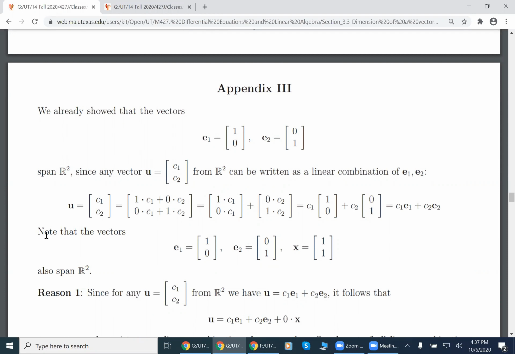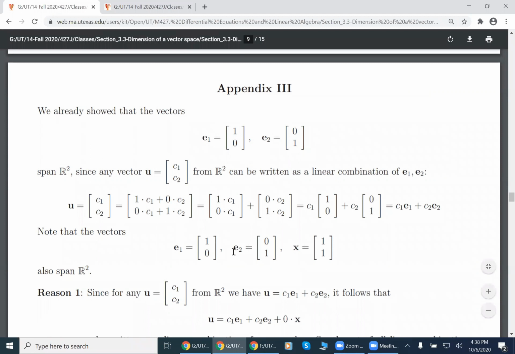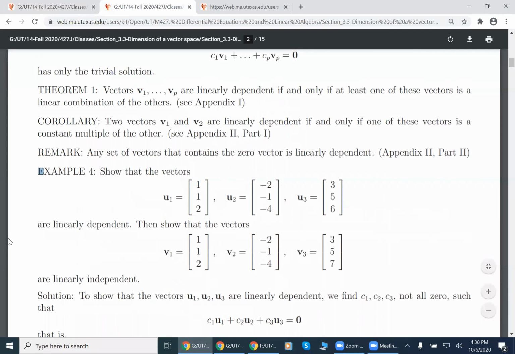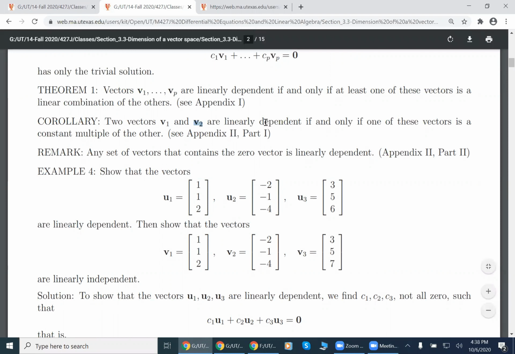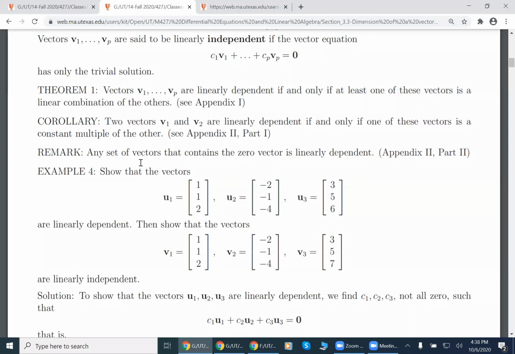If you just look at E2 and x, can you consider those to be linearly independent? Yes, one can show that they are independent because one is not a constant multiple of the other. Okay, cool. Thank you. All right, next. So if we have two vectors, it is easy to show that they are dependent or independent. Two vectors are dependent if and only if one of these vectors is a constant multiple of the other. But what if we have three or more vectors? How do we prove dependence or independence?